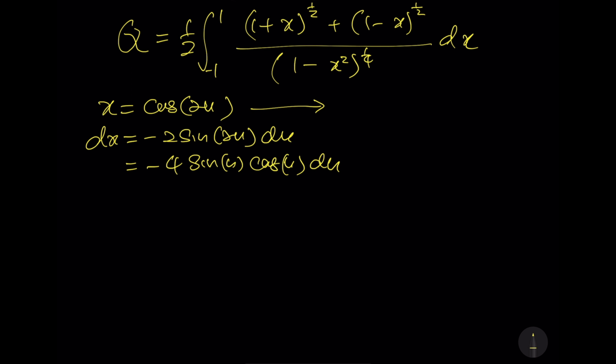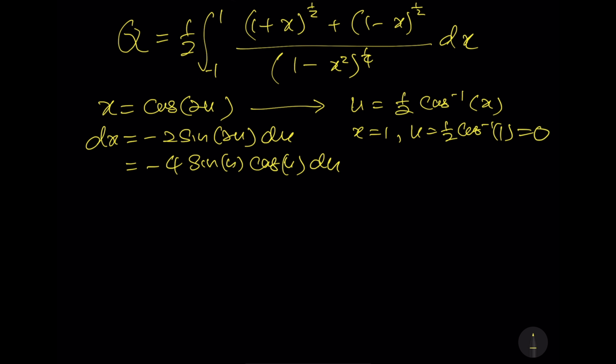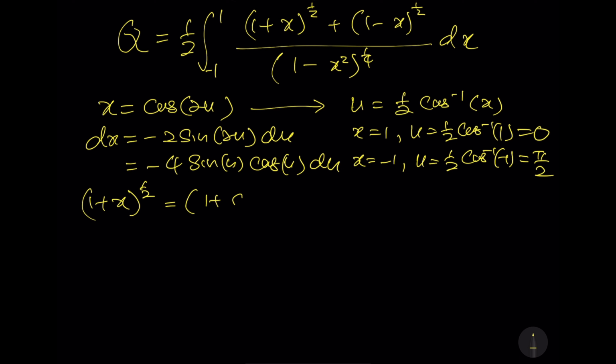From here we know u equals to half inverse cosine x. When x equals to 1, u equals to half inverse cosine 1, which is 0. When x equal to negative 1, u equals to half inverse cosine negative 1, which is pi divided by 2. Meanwhile, 1 plus x power half equals to 1 plus cosine 2u power half.